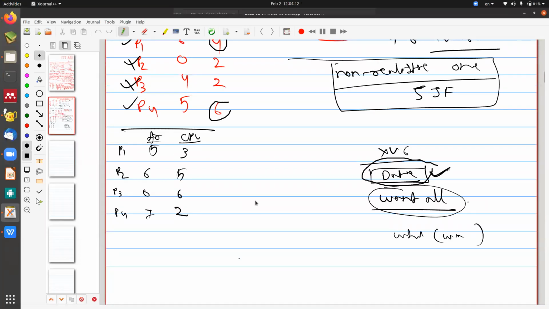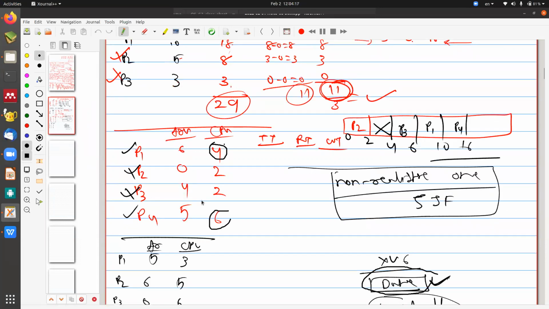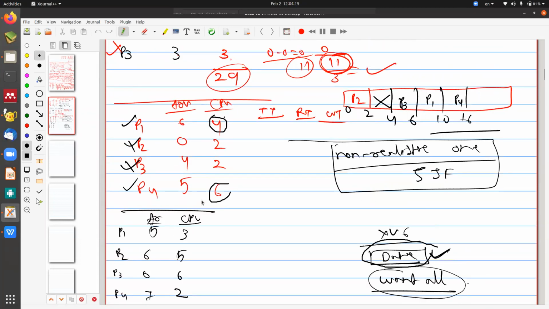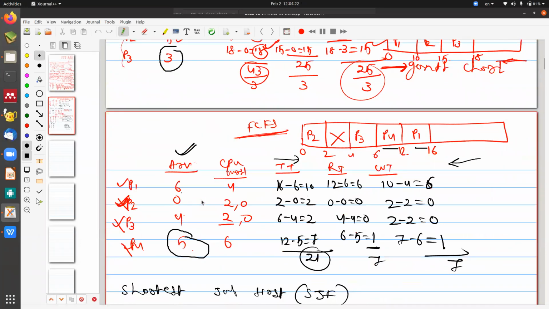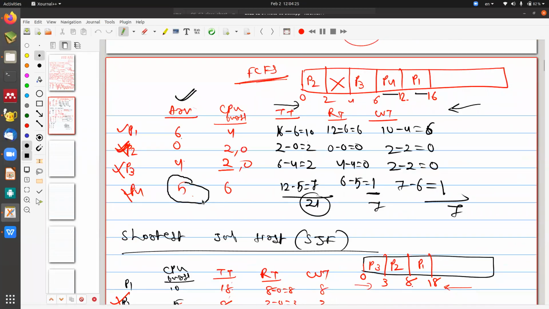So this one you have done. Practice is necessary, please. We studied the different criteria. I hope you have remembered turnaround time, response time, waiting time, CPU utilization, and throughput. These are basically required when you are designing any scheduling algorithm. By these 5 criteria, you can verify whether your algorithm is proper or not.